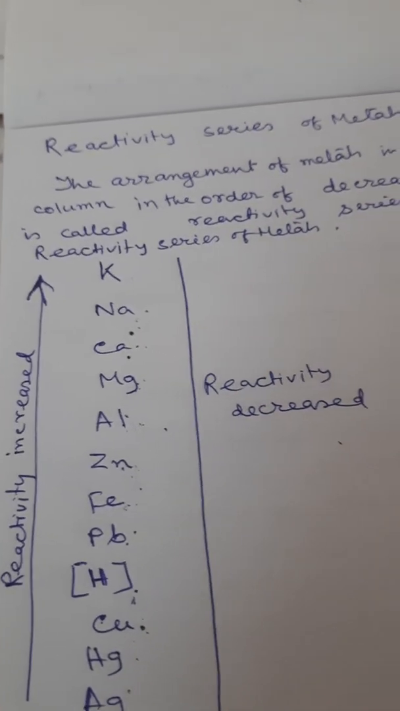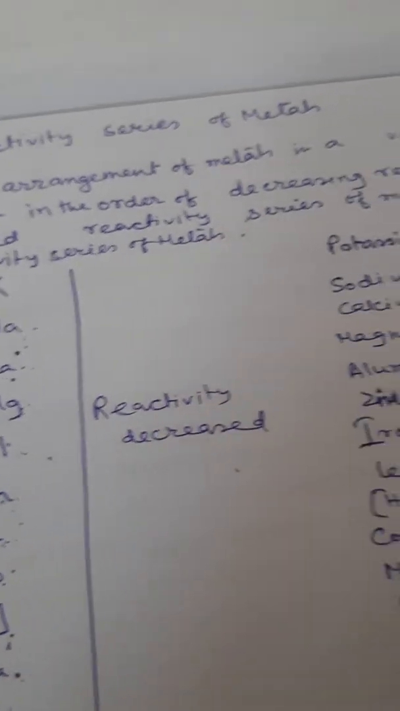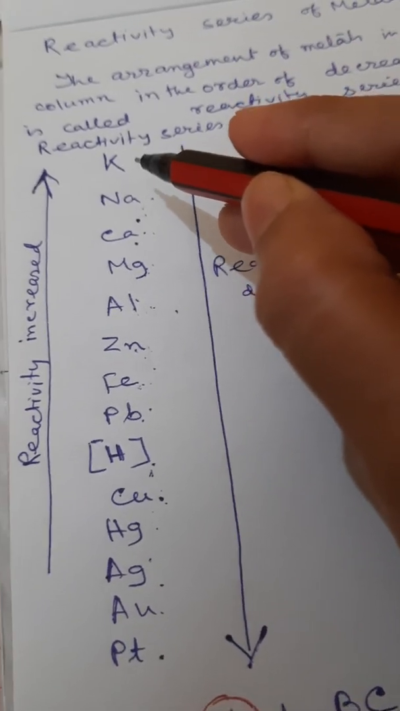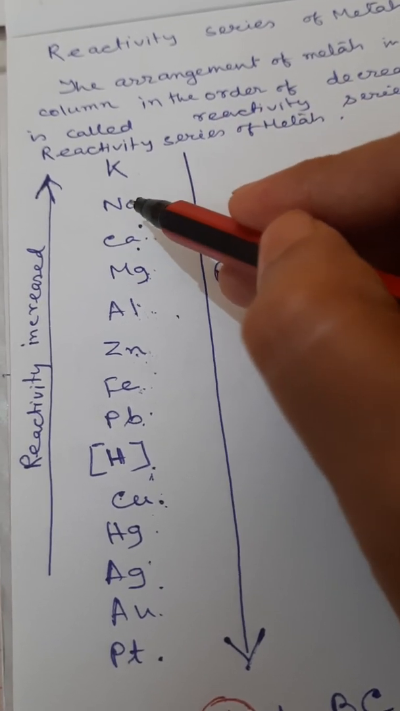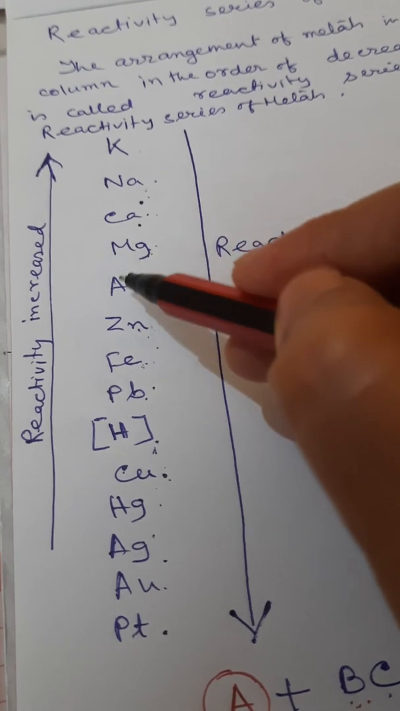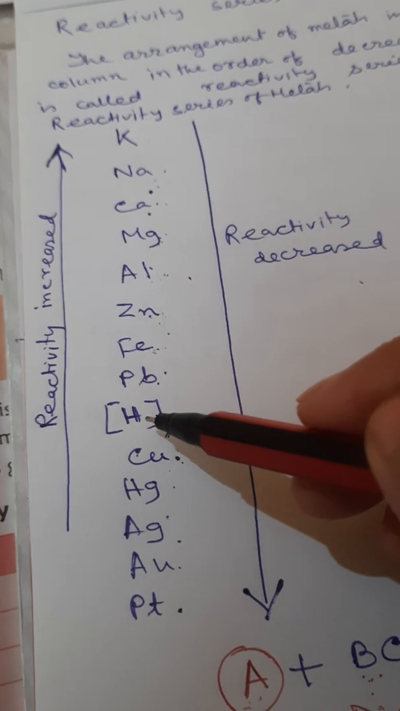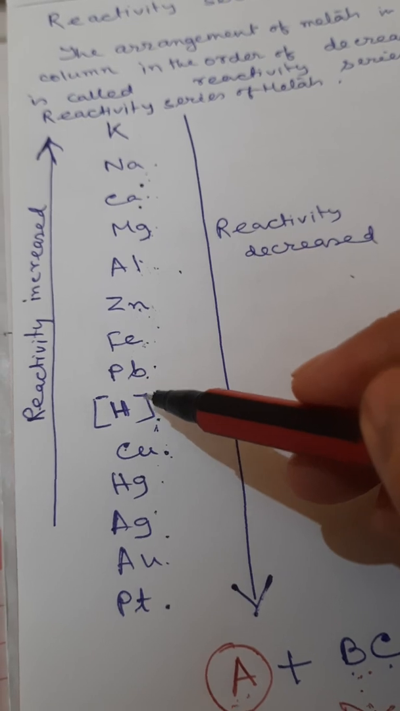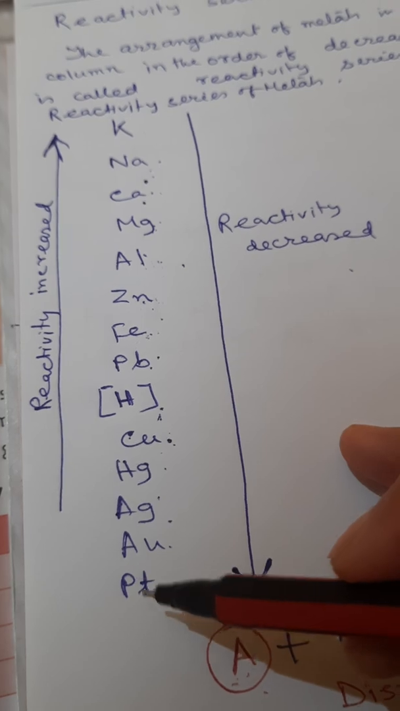So, the arrangement of metals in a vertical column in the order of decreasing reactivity is called the reactivity series of metals. The metals are arranged from upwards to downwards in this way. First potassium, then sodium, then calcium, magnesium, aluminium, zinc, iron, lead. Hydrogen is a non-metal, but it also gives a positive ion like a metal, so it is kept in this series. Below hydrogen: copper, mercury, silver, gold and platinum.